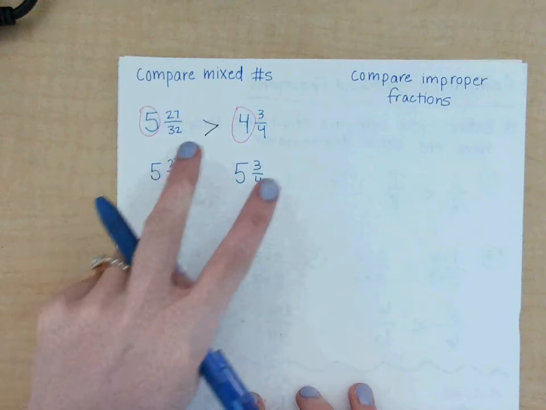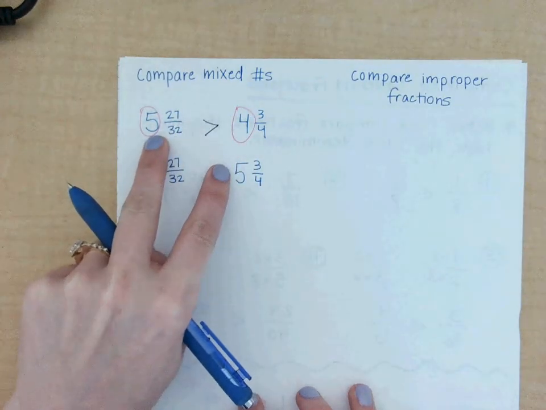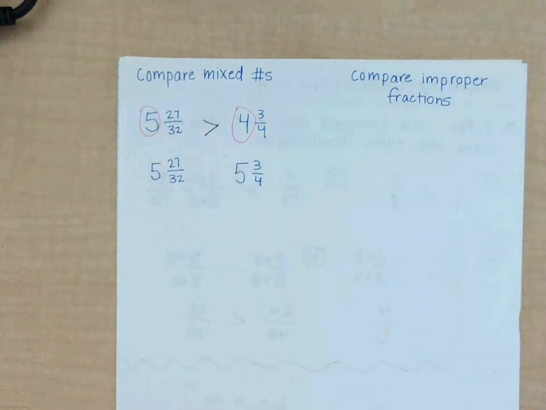If you're looking at mixed numbers, don't overthink it. Look at the whole numbers first. If they're different, you can automatically know which one comes first. But if they're the same, then you have to look at the fractions.